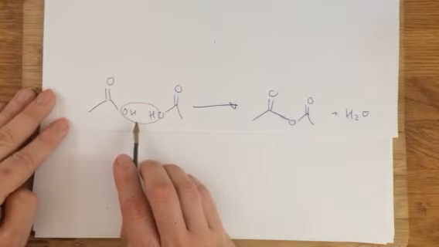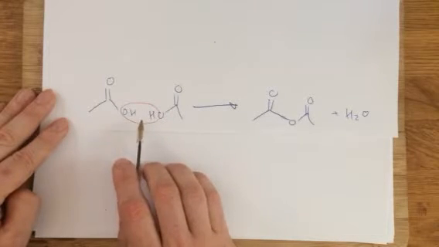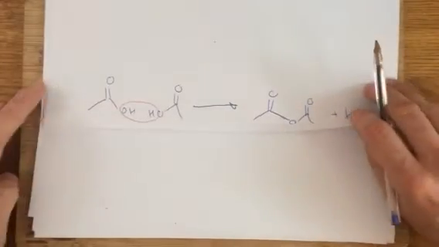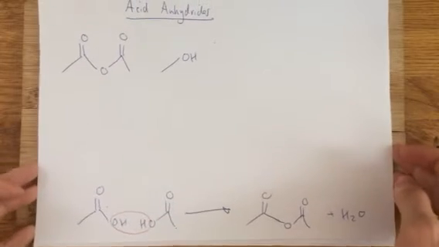Carboxylic acids only do this in very small amounts. You're talking like a couple of percent, but they will do it to produce an acid anhydride. How do acid anhydrides react?